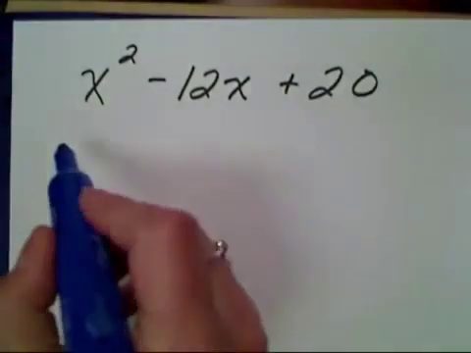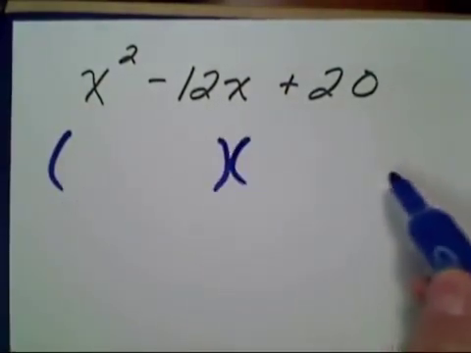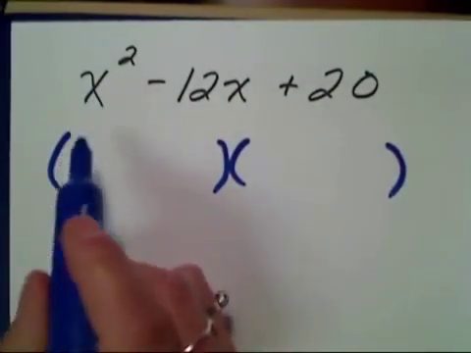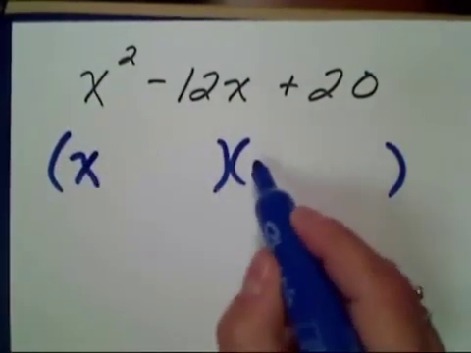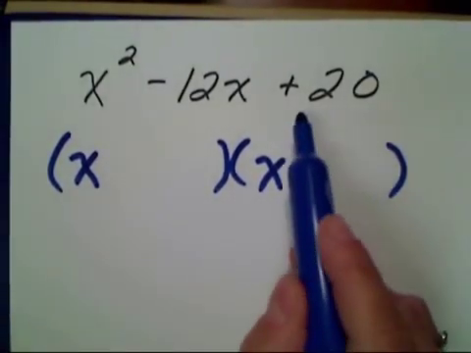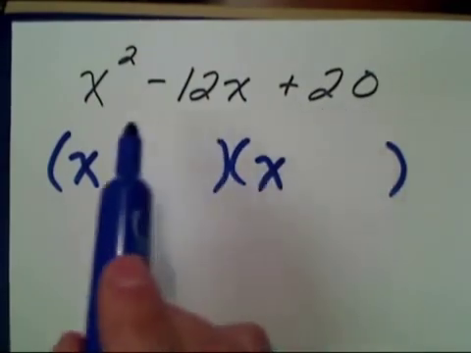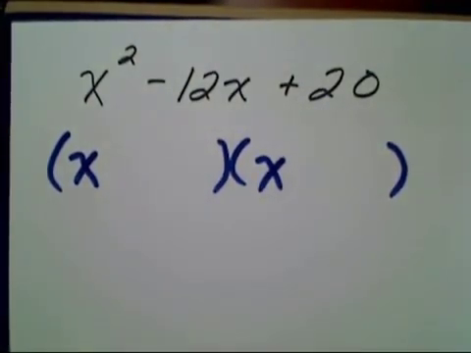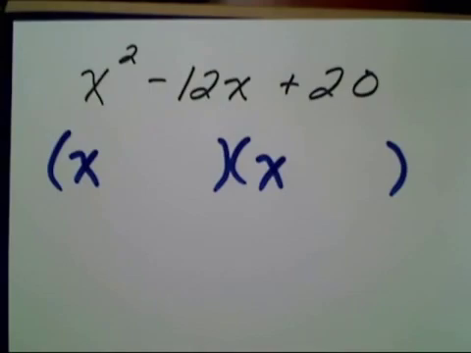So that means I break it apart here into my two sets of parentheses. And I say, okay, the first one's got to multiply to x squared. So the first is always going to be x times x. Now I need two numbers that multiply to 20, but they need to add to a negative 12. This is a little different from our last one. Here we need two numbers that multiply to a positive but add to a negative.